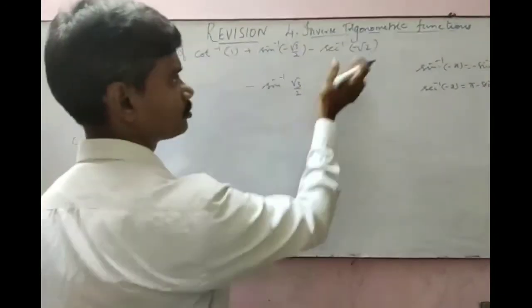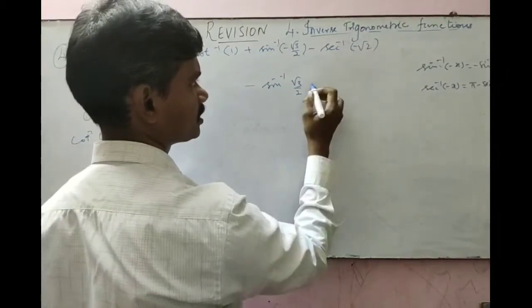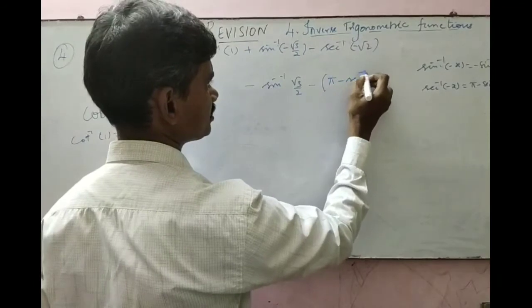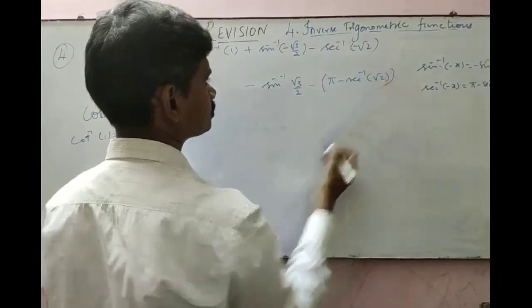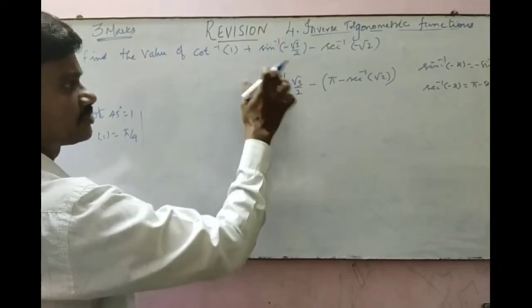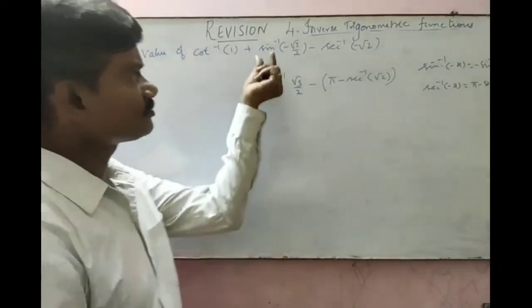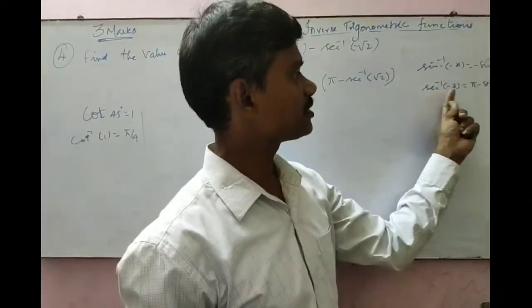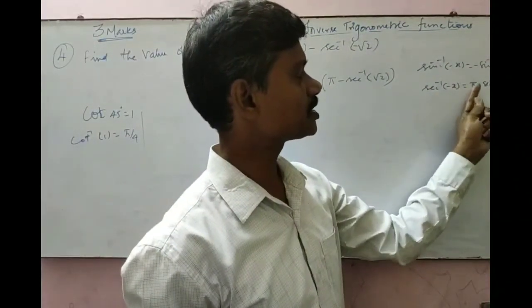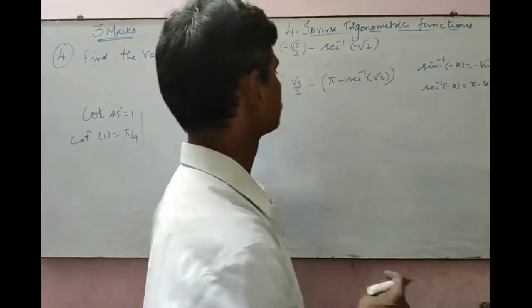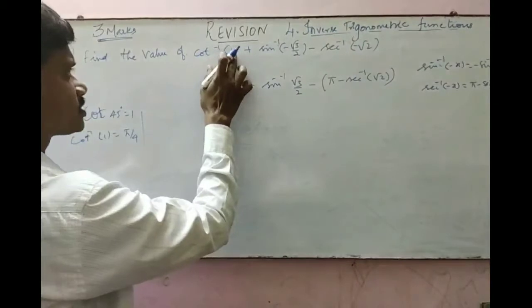So if you bring this minus for the secant, it becomes pi minus secant inverse of root 2. But in the sin inverse, it is minus sin inverse of root 3 by 2. Sin inverse of minus, when it comes like this, the minus comes outside. Secant inverse of minus, when it comes like this, it becomes pi minus secant inverse. So cot inverse is in positive.